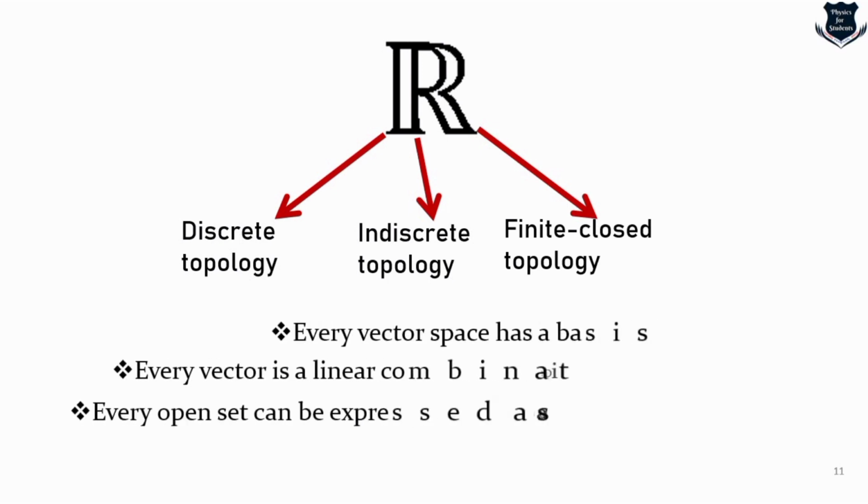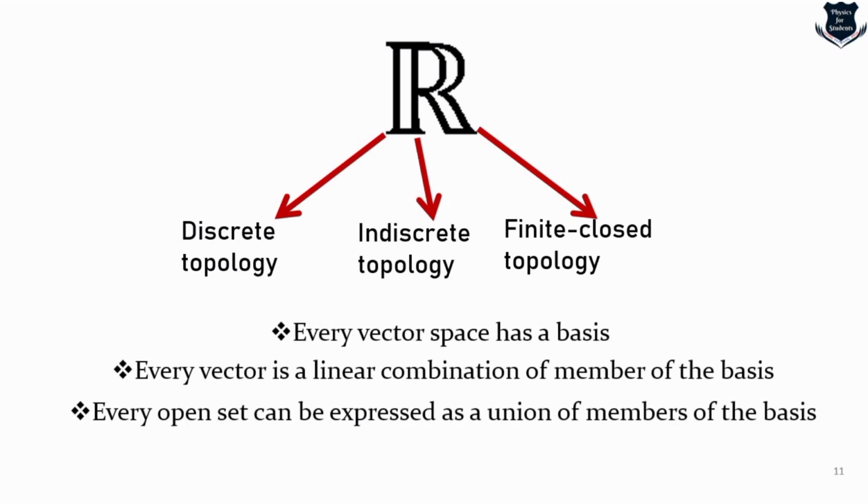So here it is. Every vector has a basis. Every vector is a linear combination of the members of the basis, and every open set can be expressed as a union of members of the basis, right? So this is a way that shows, from the usage of basis vectors and linear combination, how we are moving to topology.